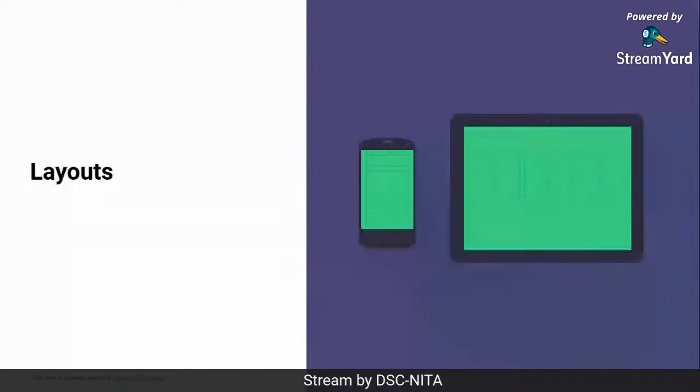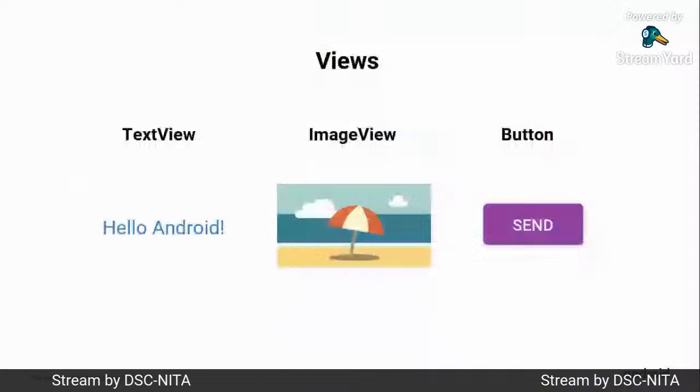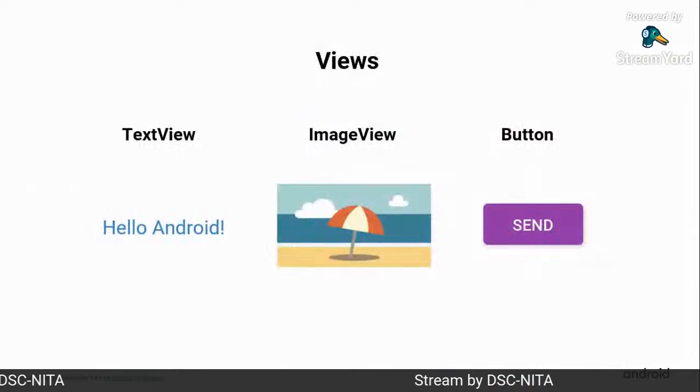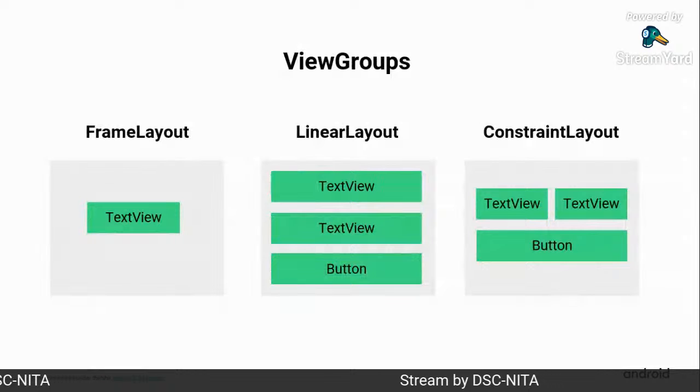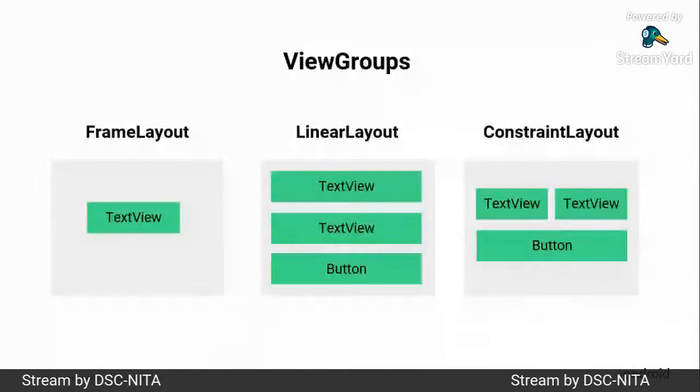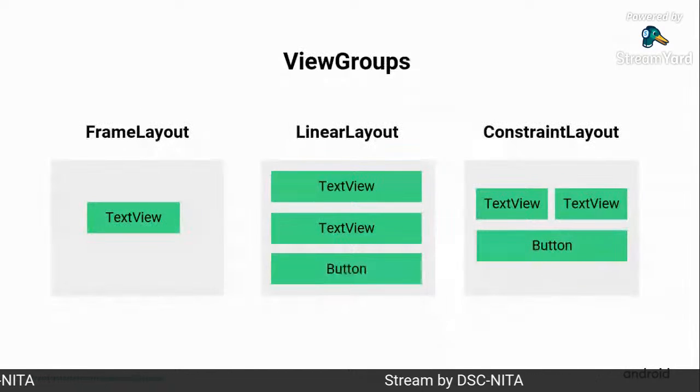We have discussed layouts in the last sessions. There are three types of views: text view, image view, and button view. We have discussed these. This is just a recap from the last session, so don't get bored. There are three types of layout: frame layout, linear layout, and constraint layout. Also there are relative layout and scroll layout.